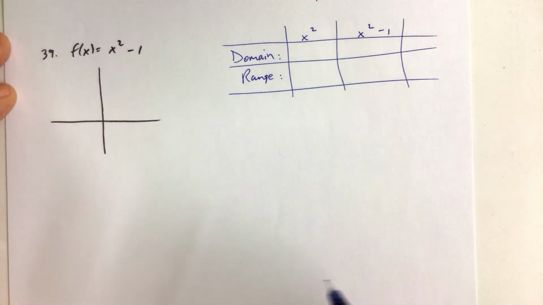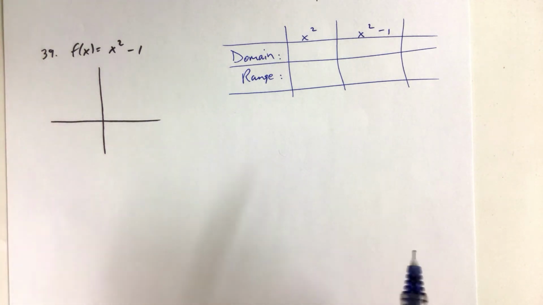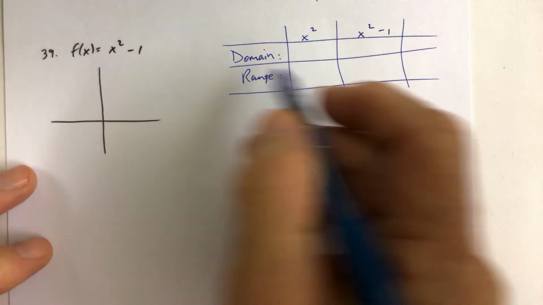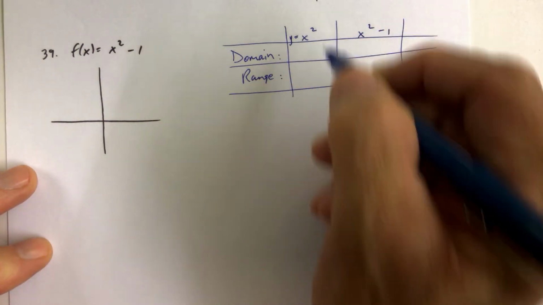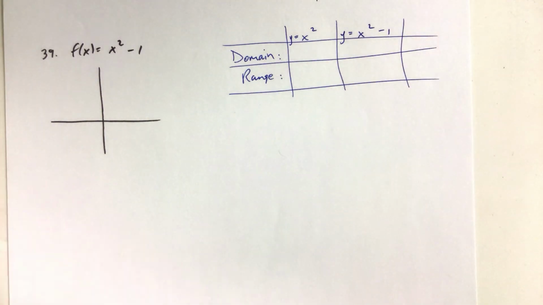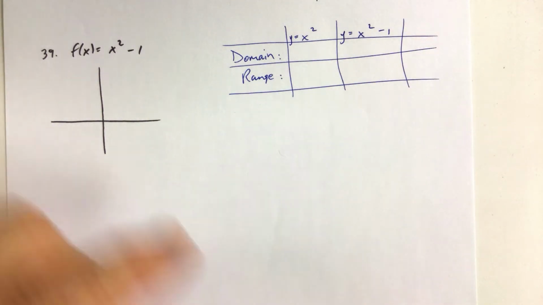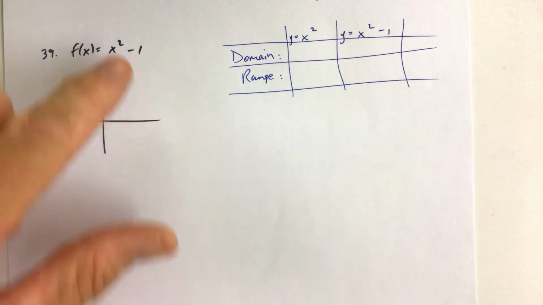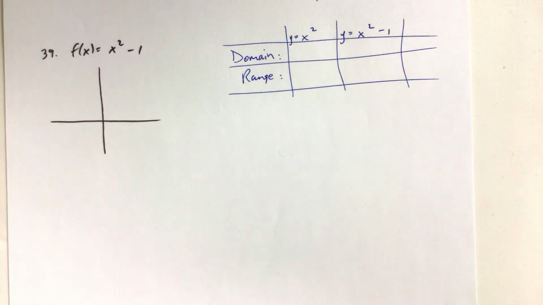So for this section of problems, we're supposed to graph the function using the transformation techniques that we're learning, starting with the graph of the basic function. In this example, the basic function is y equals x squared, and we're going to transform it by moving it down 1. Hopefully by now you're recognizing that x squared minus 1 is just down 1. Then we're going to examine the domain and range.